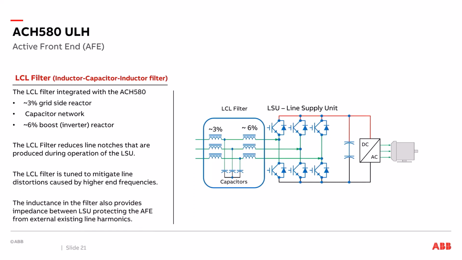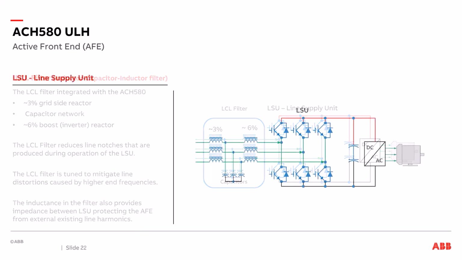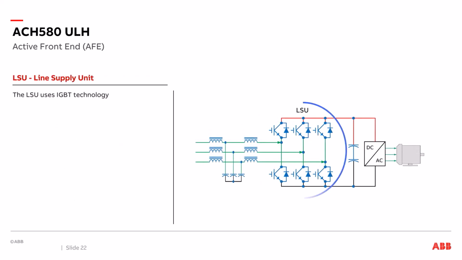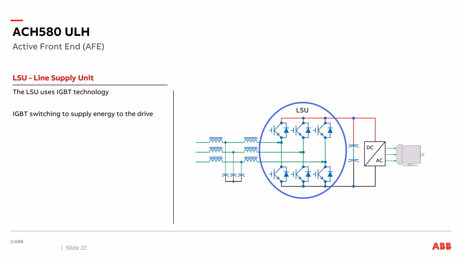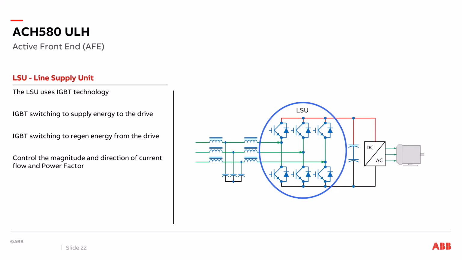The inductors in the filter also provide impedance between the LSU, protecting the active front end from external existing line harmonics. The line supply unit uses IGBT technology. The IGBT switching is to supply energy to the drive, and the IGBT switching can be used to regenerate energy from the drive. The IGBTs control the magnitude and direction of the current and the power factor created by the drive.